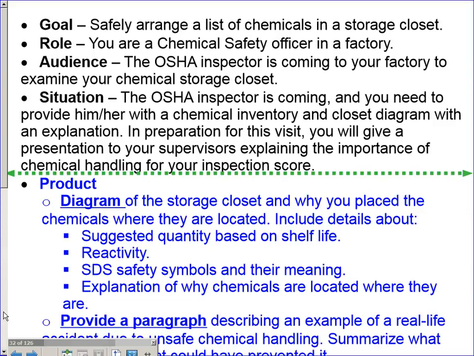So OSHA's coming to inspect your factory to make sure that you are storing things safely. They're coming and you need to provide them with a chemical inventory. So what's in your chemical closet? And a diagram saying this is placed here and this is placed here, because these two things don't play well together. But these two can sit next to each other because they do play well together. They're not going to react spontaneously. So you're going to give them a diagram and a little explanation, not a presentation per se, but an explanation of why things are going to be placed where they are. So what I want from you is the product. The product is a diagram.